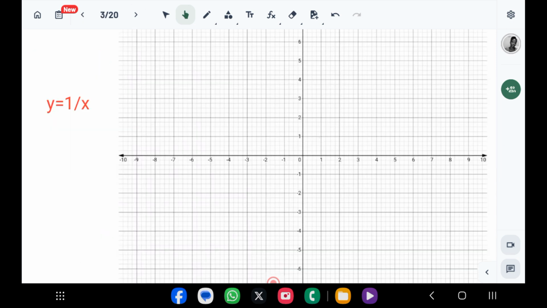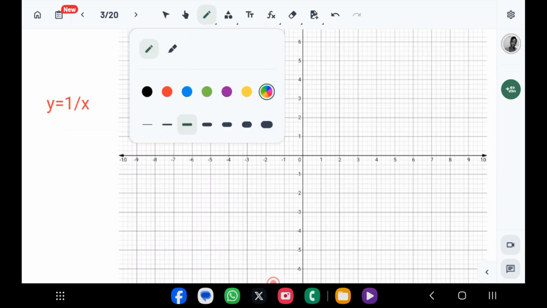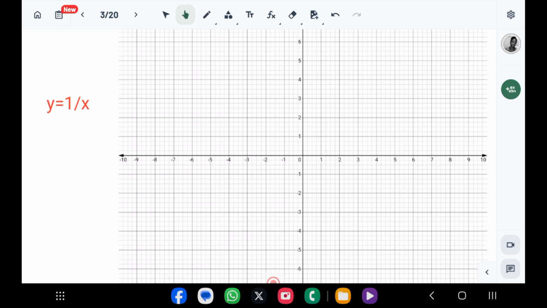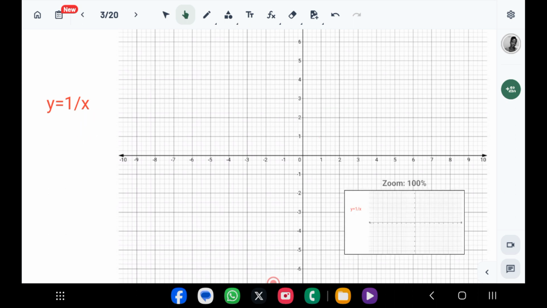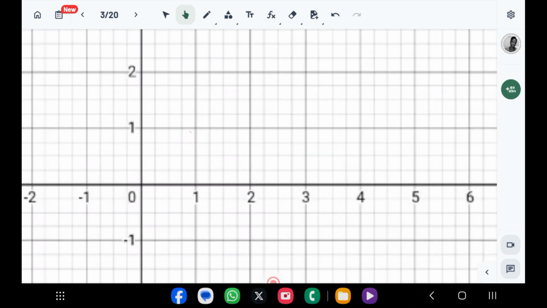Here's a Cartesian plane. Okay, let's change the color and make it red, so it matches the type of graph that we want to draw, y equals 1 over x. So when x equals 1, y equals 1. When x equals 2, y equals a half. When x equals 3, y equals a third. When x equals 4, y equals a quarter. And that's how you plot the points there.